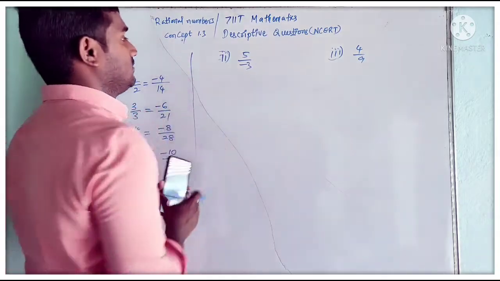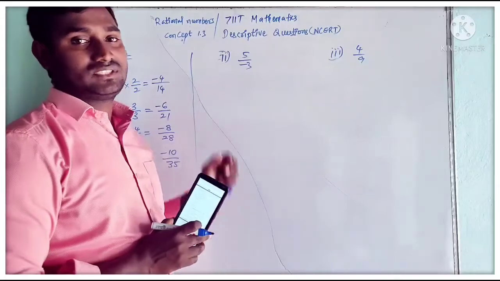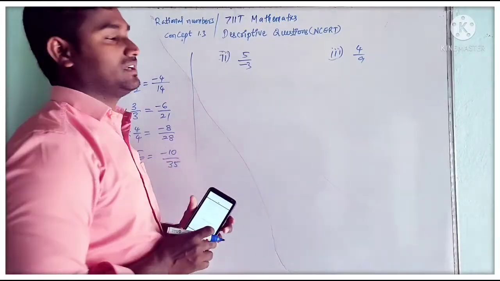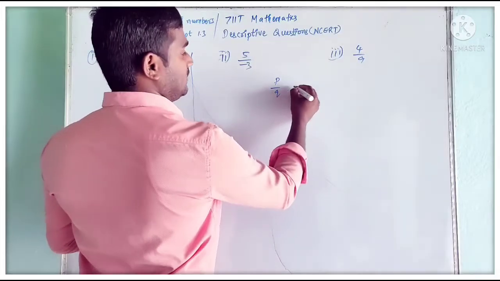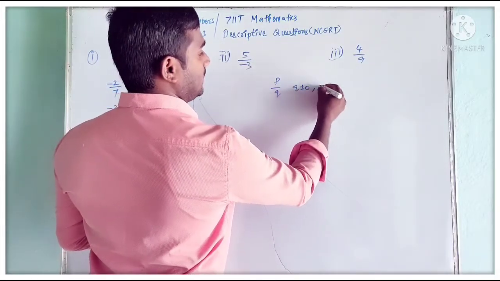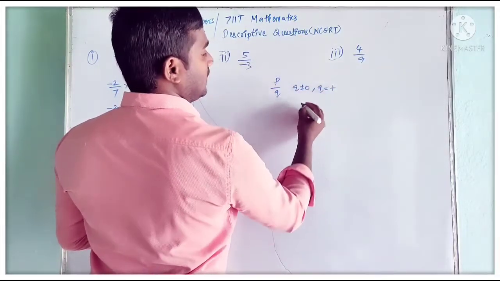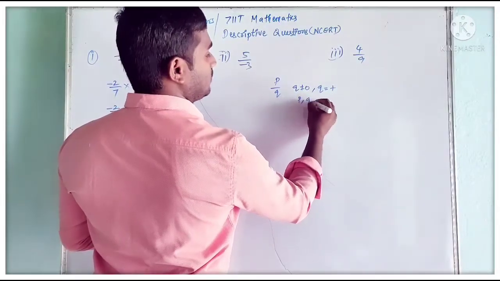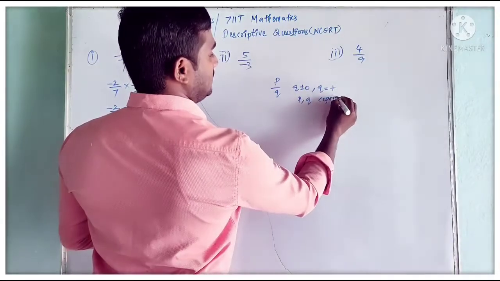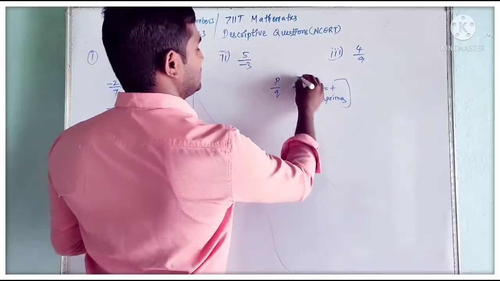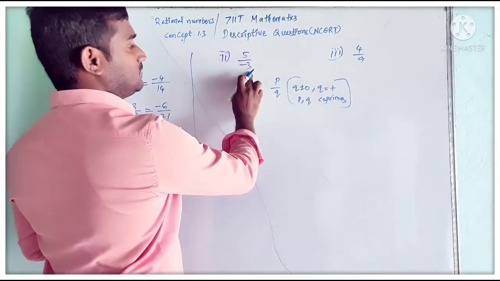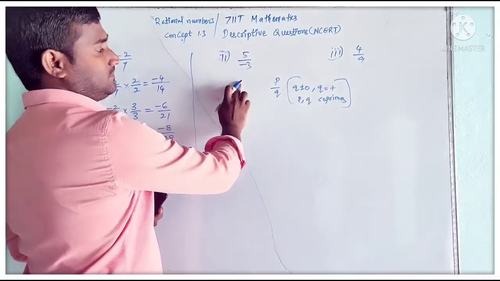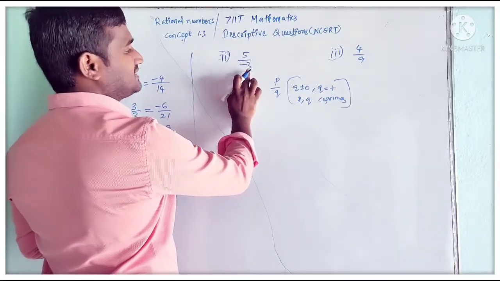Next, the second one, 5 by minus 3. Check whether it is in the standard form or not. For the standard form of a rational number, Q must not equal 0, Q should be positive, and P comma Q are co-primes. So these are the 3 conditions we need to check. See here, 5 comma 3 are co-primes, there is no cancellation. Yes, Q is not equal to 0, and Q is negative.